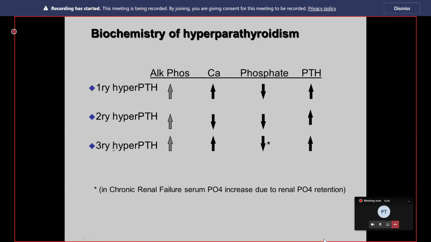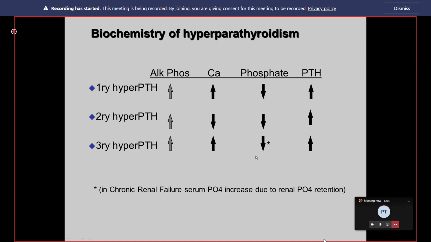So here is a table to show you the difference between primary, secondary, and tertiary hyperparathyroidism. PTH is of course raised in all of them because hyperparathyroidism means PTH is raised. And in primary and tertiary hyperparathyroidism, calcium is raised. In secondary hyperparathyroidism, calcium is low and PTH is raised as a reaction to the low calcium. And over time, when the parathyroid gland becomes autonomous, then hypercalcemia develops.